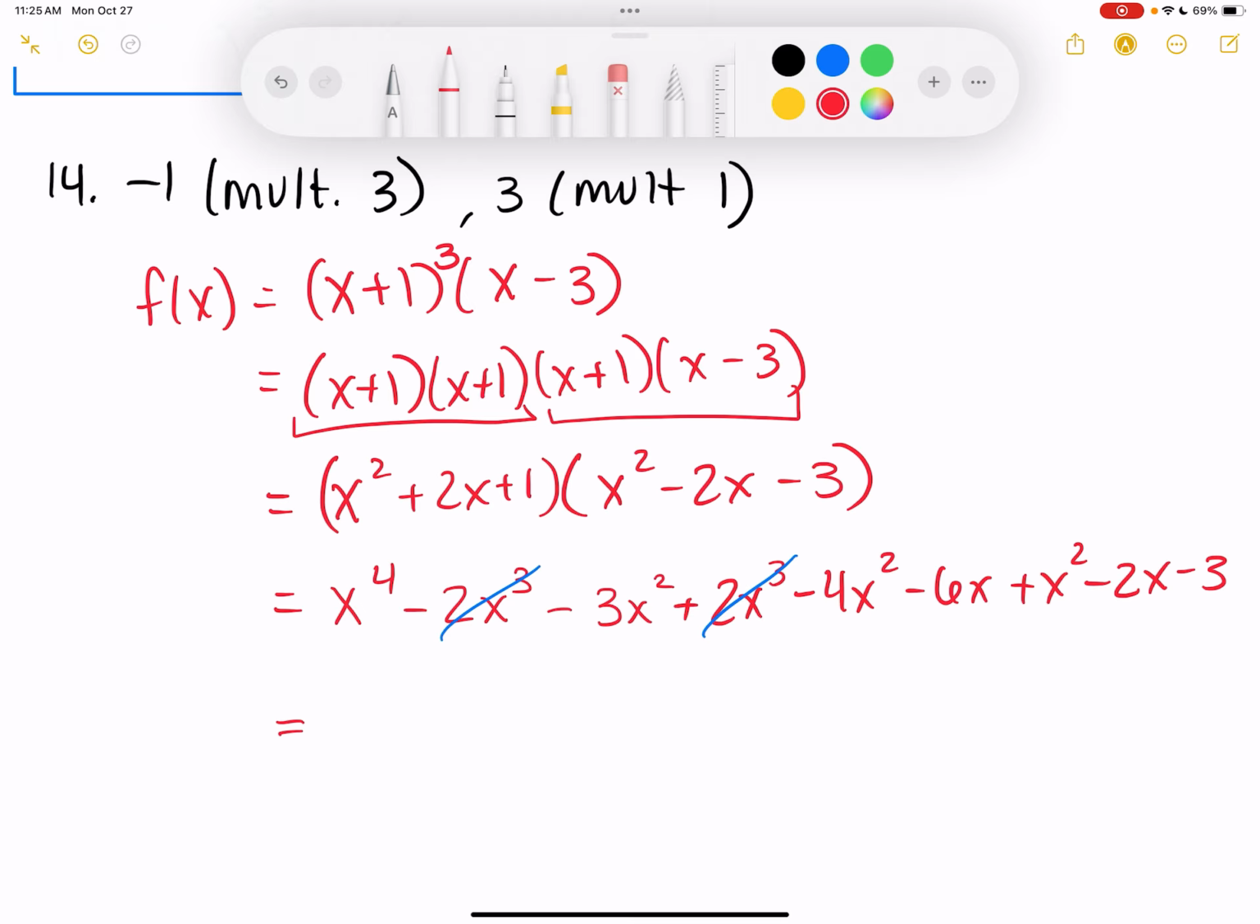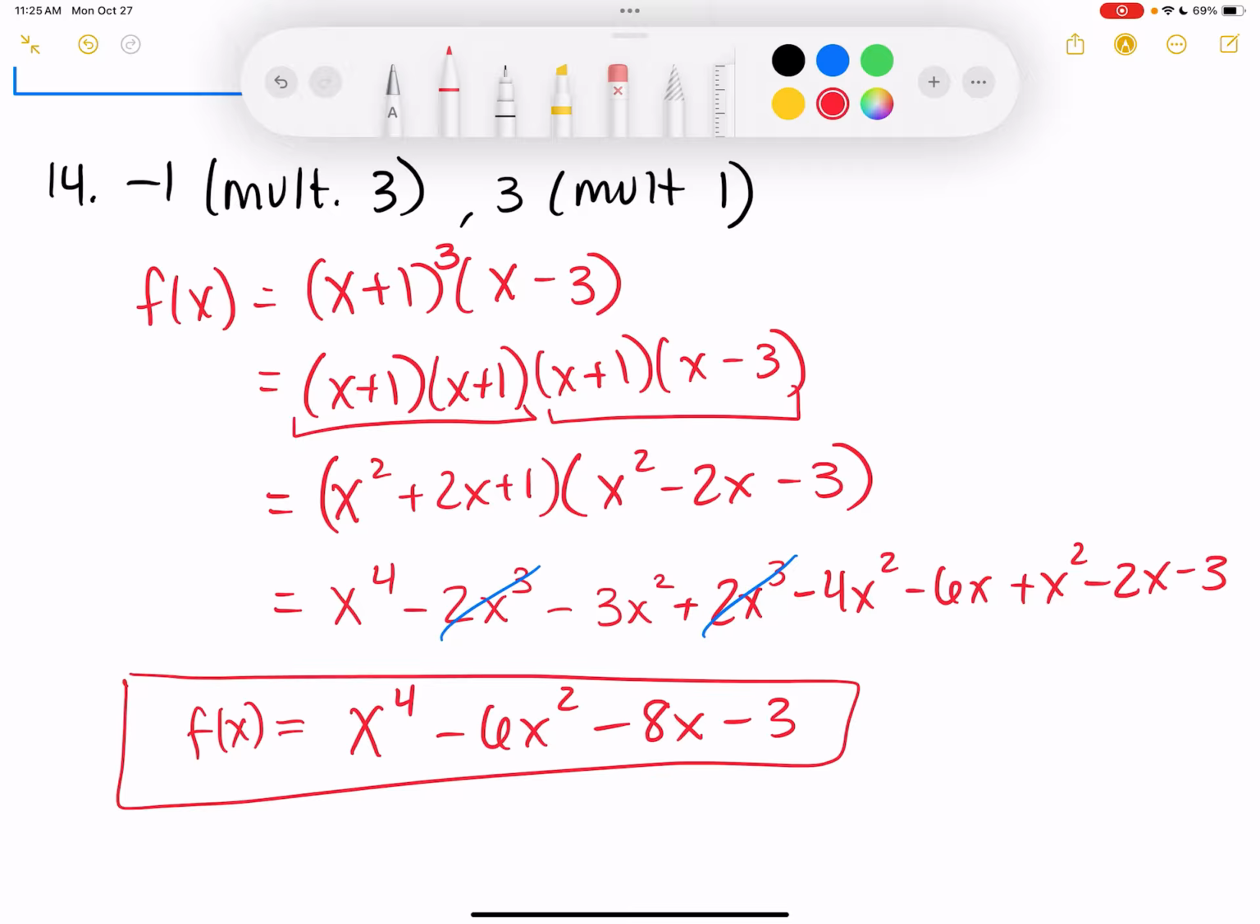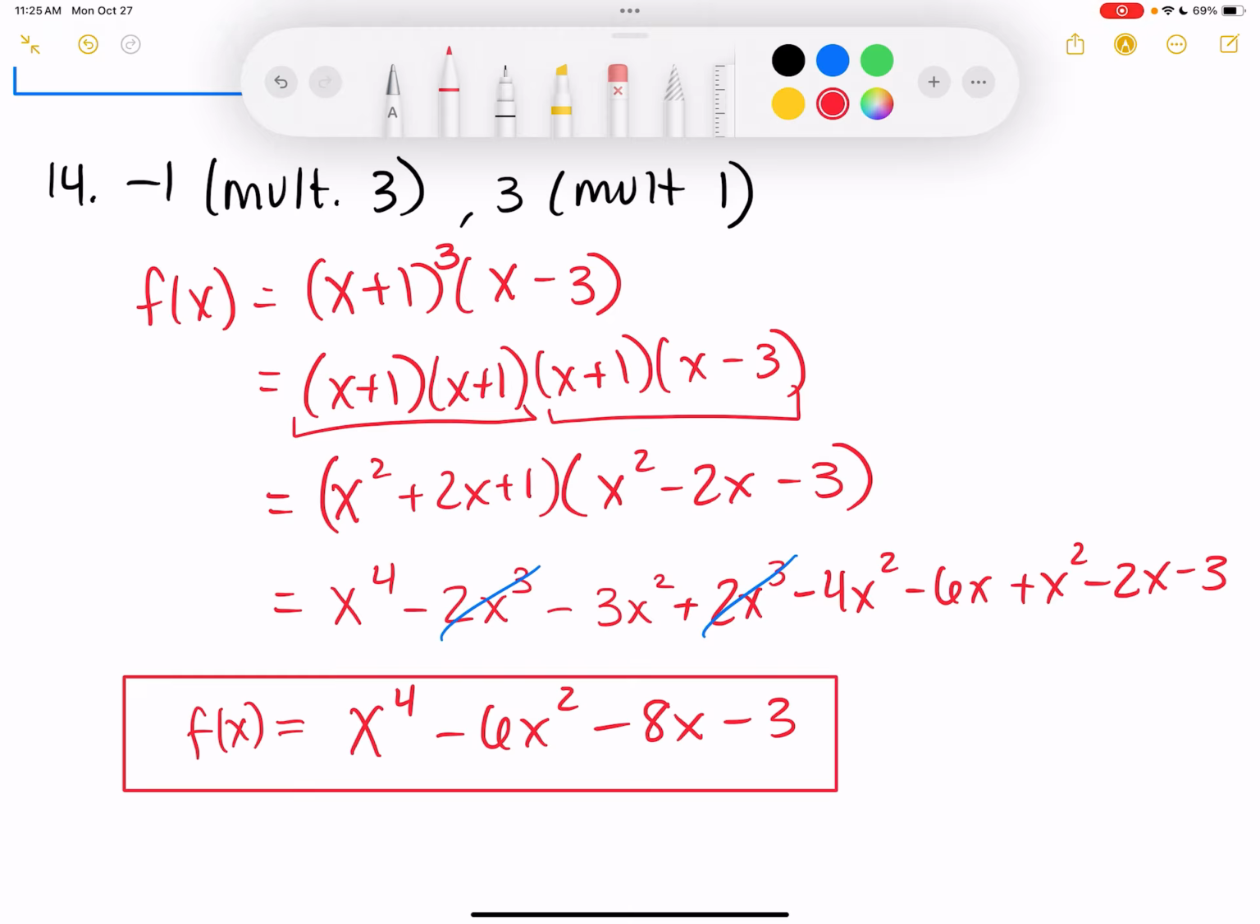What does it look like? So I've got x to the 4th. I've got no x cubed because those two things canceled with each other. My x squared terms are going to give me a negative 6x squared. And then my x terms, negative 8x, minus 3. And that makes sense because if I add up the multiplicities of my zeros, obviously there were 4, so my highest power should be x to the 4th on that.